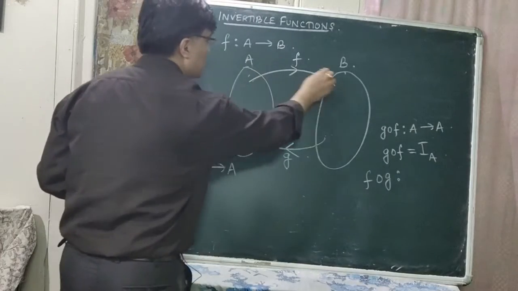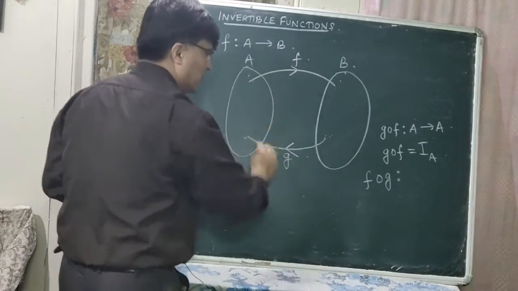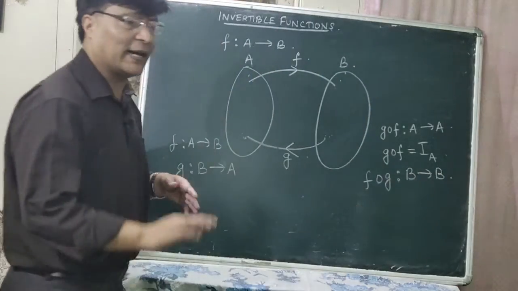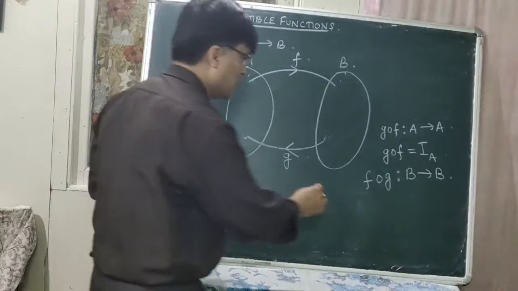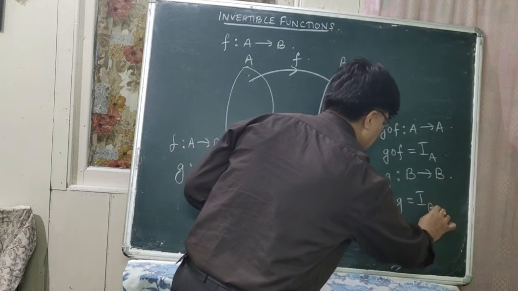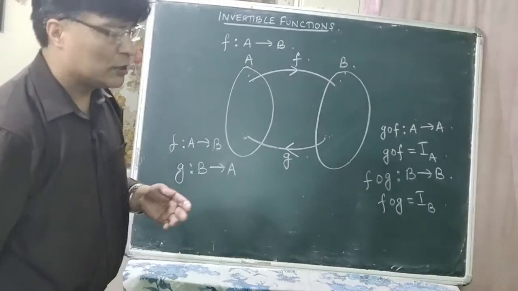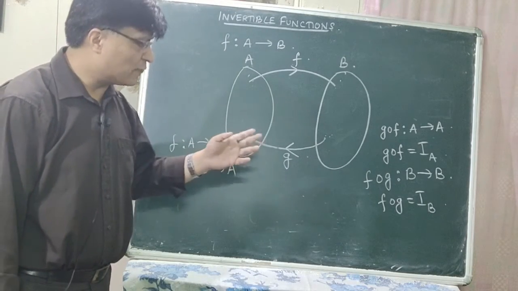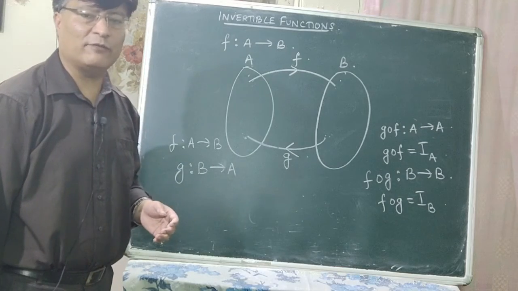B to A, B to A to B. That means it is B to B. This is also an identity function, right? So therefore this fog can be represented by IB. Is that clear? Fog is also an identity function.